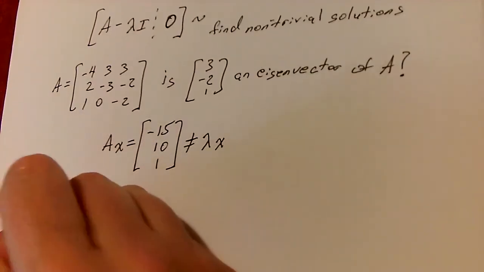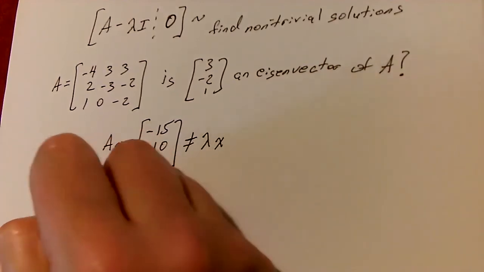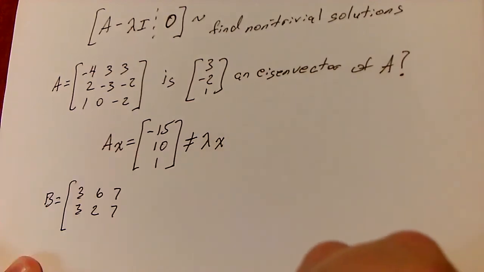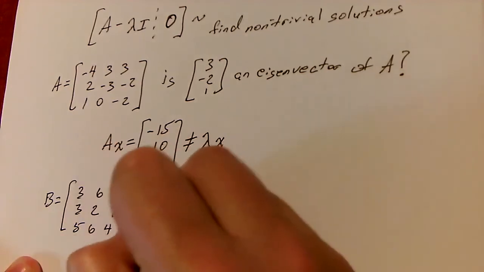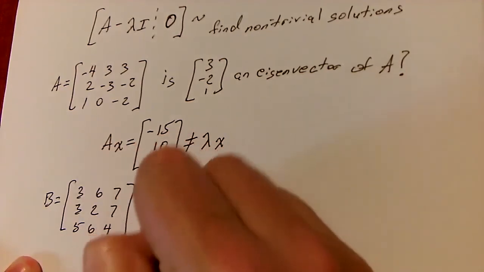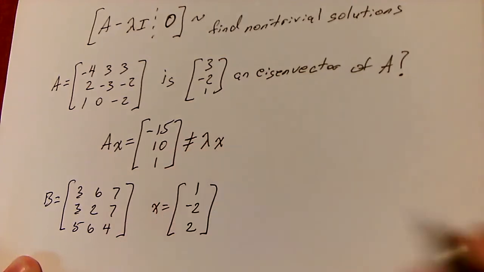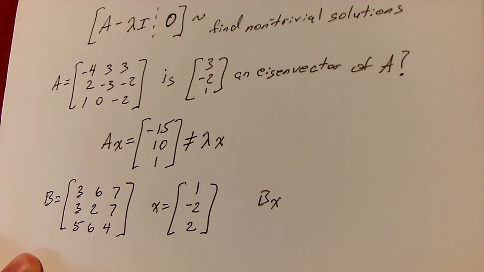Let's call this one B. B is going to be 3, 6, 7, 3, 2, 7, 5, 6, 4. And my vector x is going to be 1, negative 2, 2. Okay, so let's compute Bx. Same question. I'm not going to write out the question again, but same question.